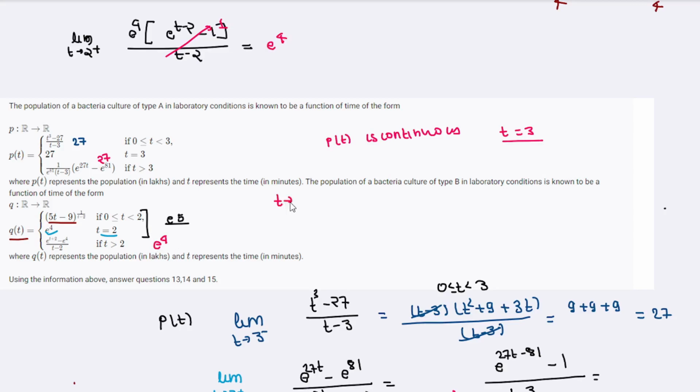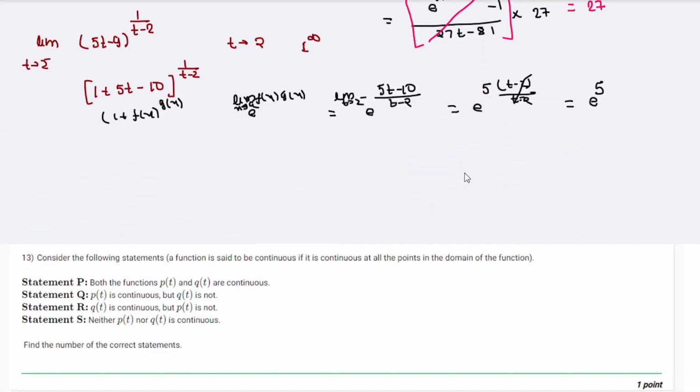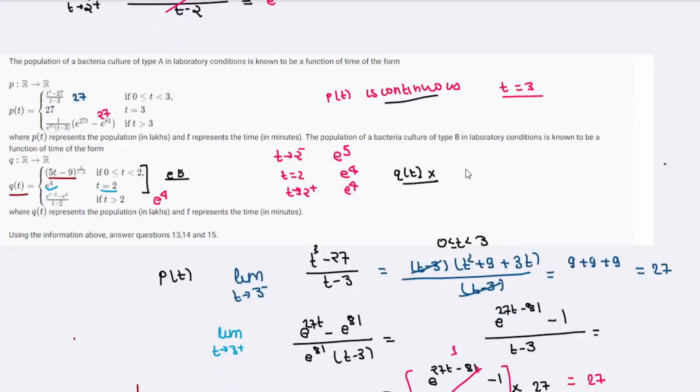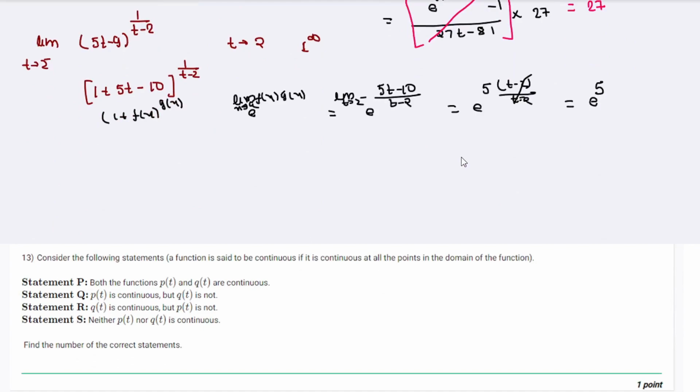So when t tends to 2 minus, it is e to the 5. When t is equal to 2, it is e to the 4. When t is equal to 2 plus, it is e to the 4. So q of t is not continuous, whereas p of t is continuous. So based on this understanding, we will solve question number 13.